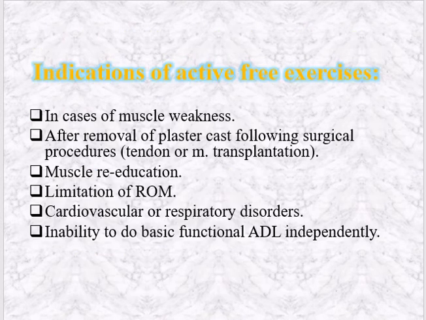The indications of active free exercises. We use active free exercise in the case of muscle weakness, after removal of the plaster cast, following surgical procedures, tendon or muscle transplantation, and muscle re-education. If there is limitation of range of motion, then we use free exercise, also in cardiovascular and respiratory disorders, and inability to do basic functional ADLs independently, activities of daily living.